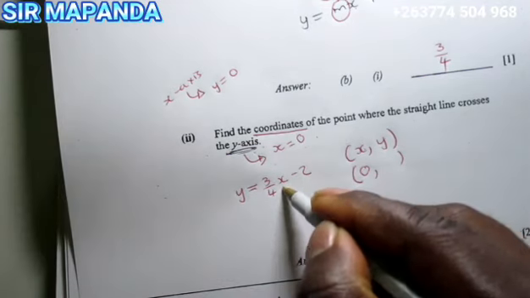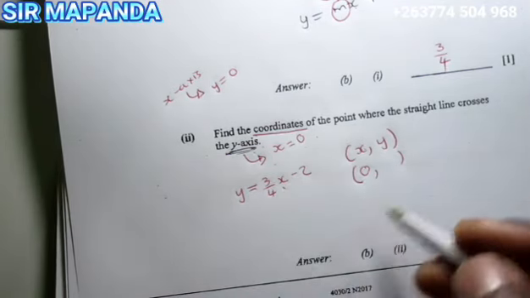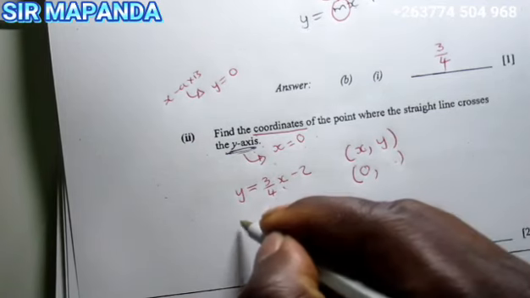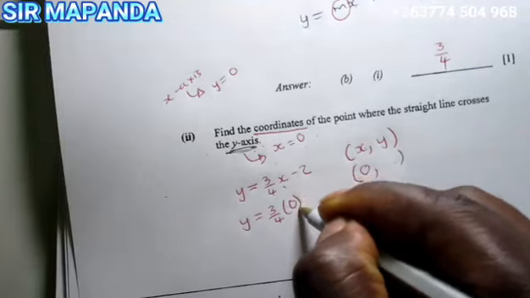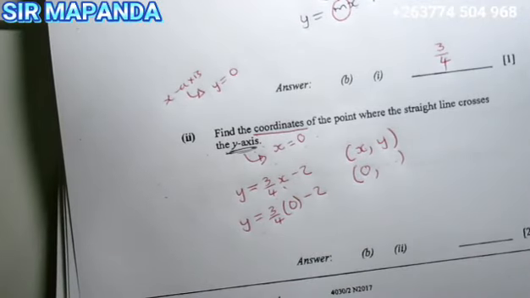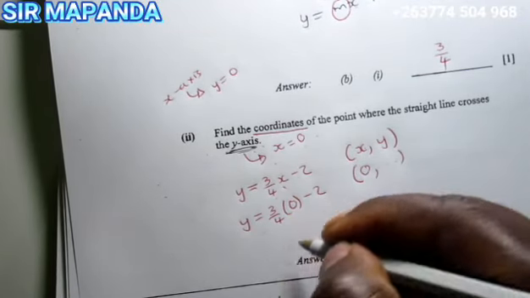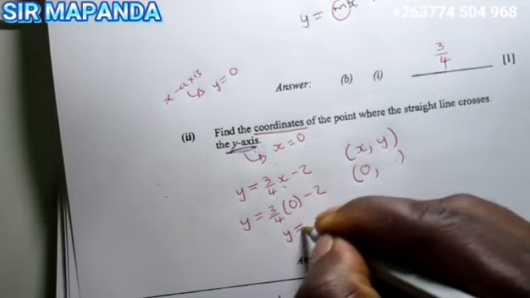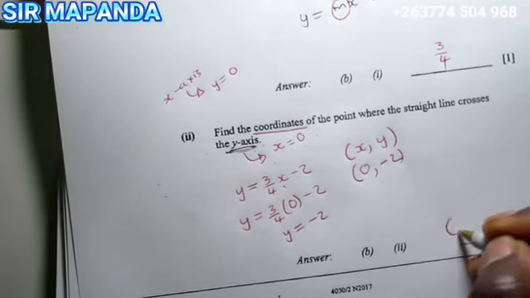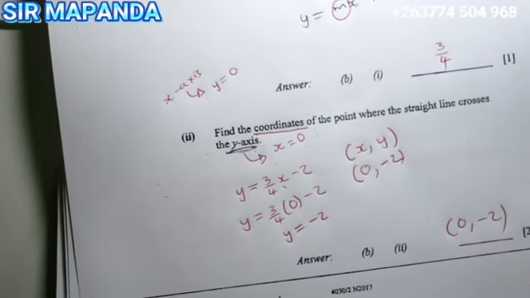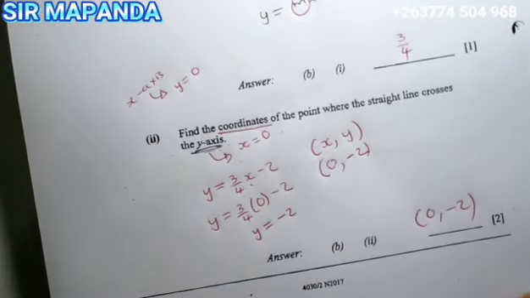So on x I'm going to put 0 so as to find the y coordinate. So you get y is equals to 3/4, then put 0 on x, this is minus 2. So 3/4 times 0, you get 0. So y is equals to minus 2. It means that the y coordinate is minus 2. So your answer is 0 and minus 2. Then you are home and dry.